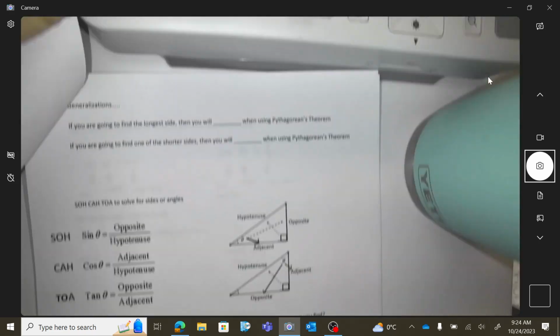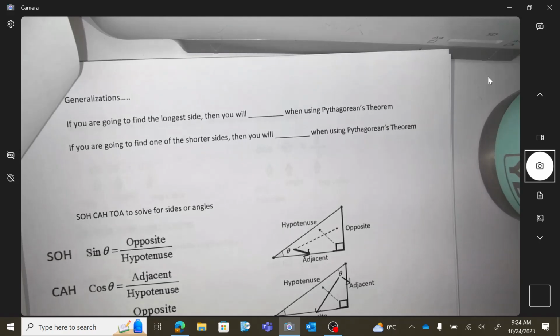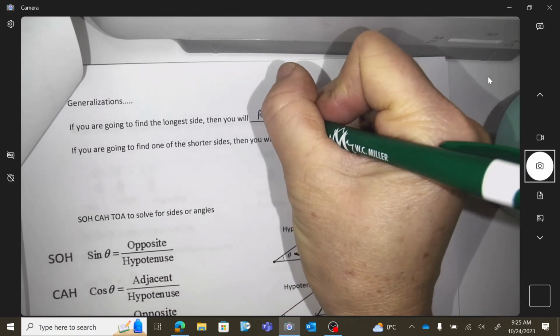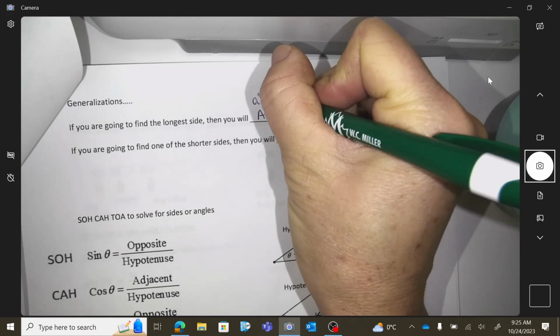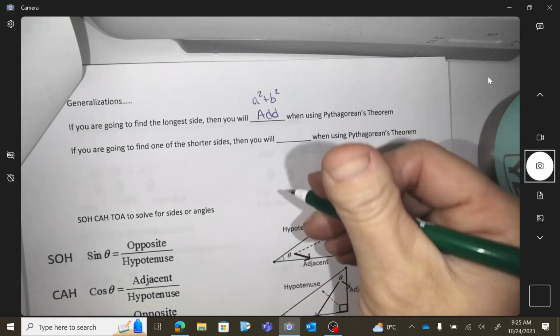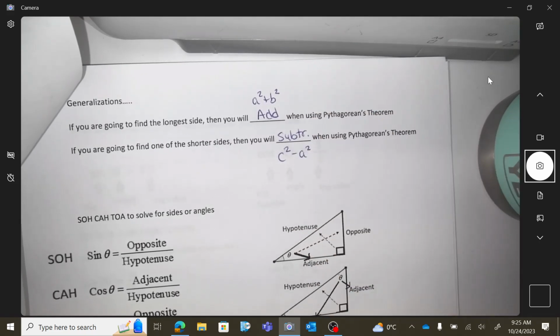Okay, so we're just going to conclude here on the next page. So basically, if you're going to find the longest side, you would do an add. And if you're going to find one of the shorter sides, you're going to be doing some kind of subtraction. Okay, so that's how it's going to work. You either are adding to get to the longest or subtracting to get to the shorter.